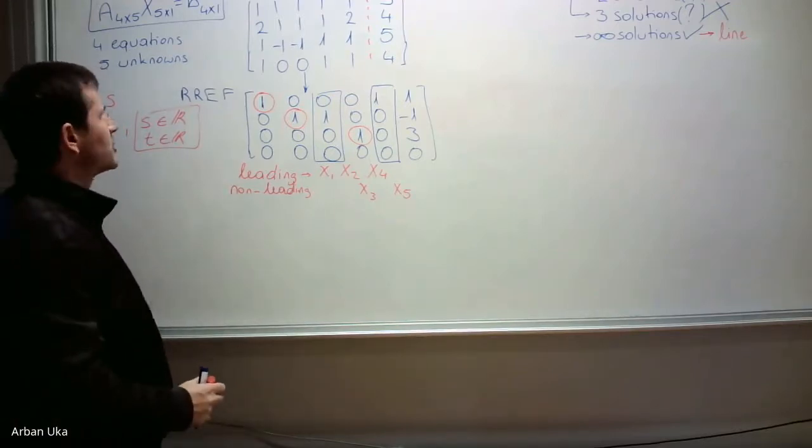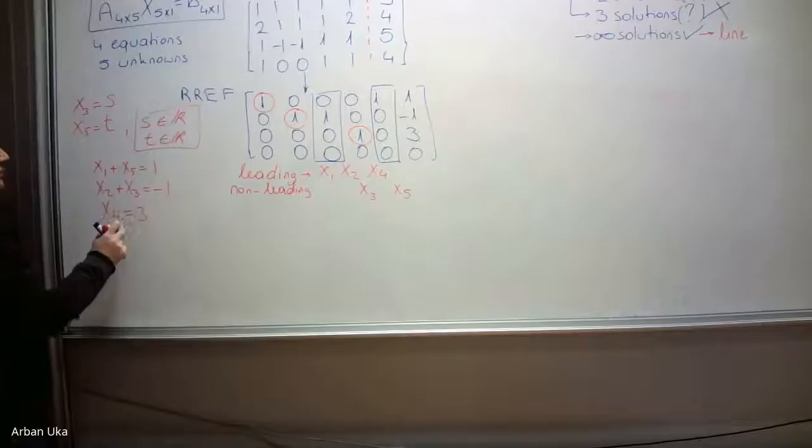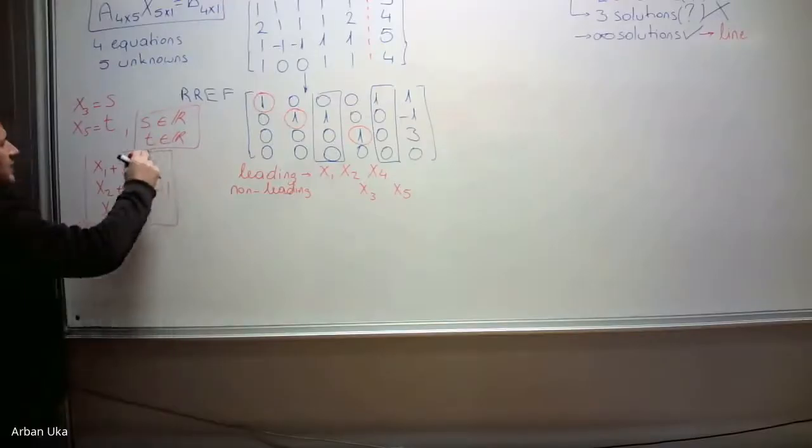So from these equations, what can we obtain? For the first one, we have x1 plus x5 equals 1. For the second one, we have x2 plus x3 equals minus 1. And for the last one, x4 equals 3. That's very nice.